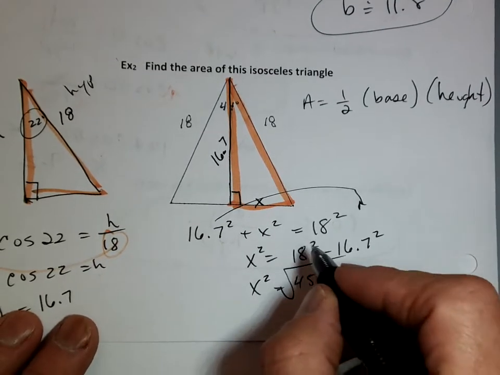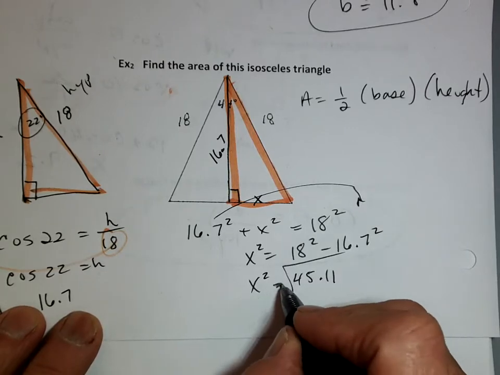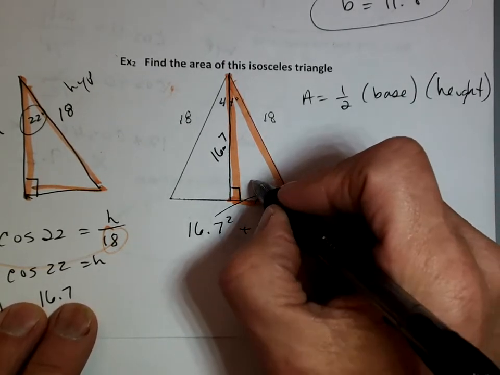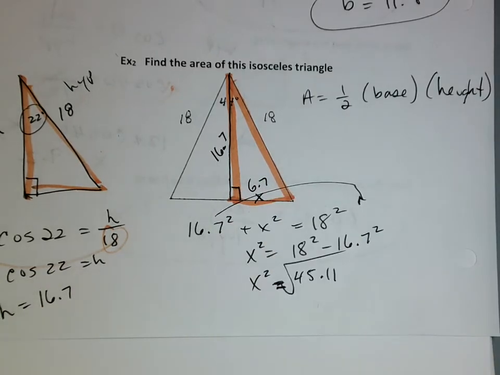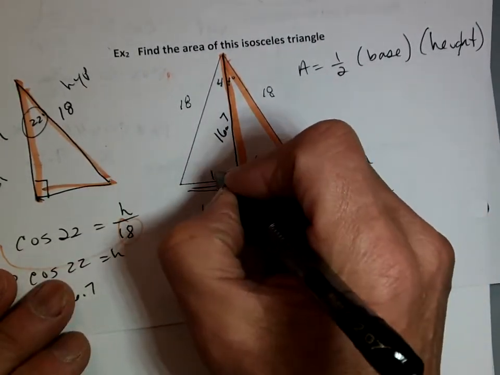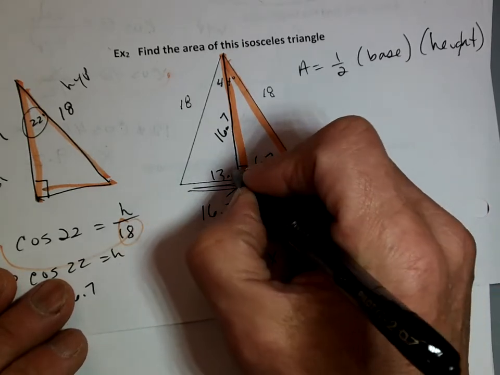Wait, but that's a negative square root. No, that's not it. Good question, thank you, Zoe. Yeah, that won't work. So this is 6.7. Now, what's the base of the triangle? It's not 6.7, but all the way across, right? Yeah, it should be times 2. 6.7 times 2 is 13.4. So the whole base of the triangle is going to be 13.4. So we can do this now.